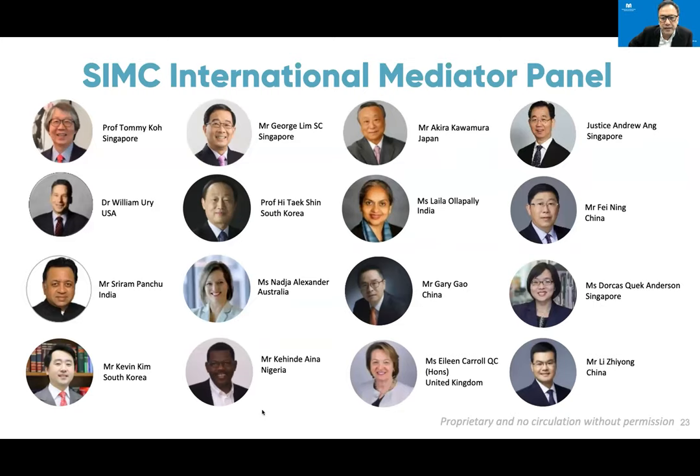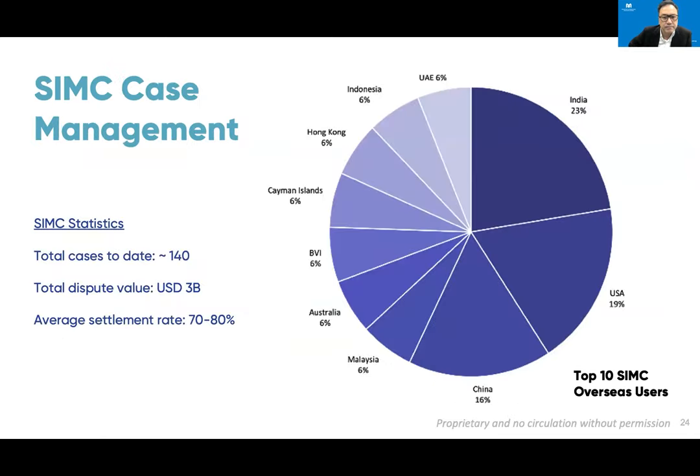We have an international panel from 17 different countries, and more than 70 of them. As you can see, a lot of them are based in Asia, and a lot of them are IP experts as well. Next chart. And this is just to show you that although we are quite young, we've had more than 140 cases so far, with a dispute value of $3 billion. So on average, every case is more than $25 million. So they're fairly large disputes.